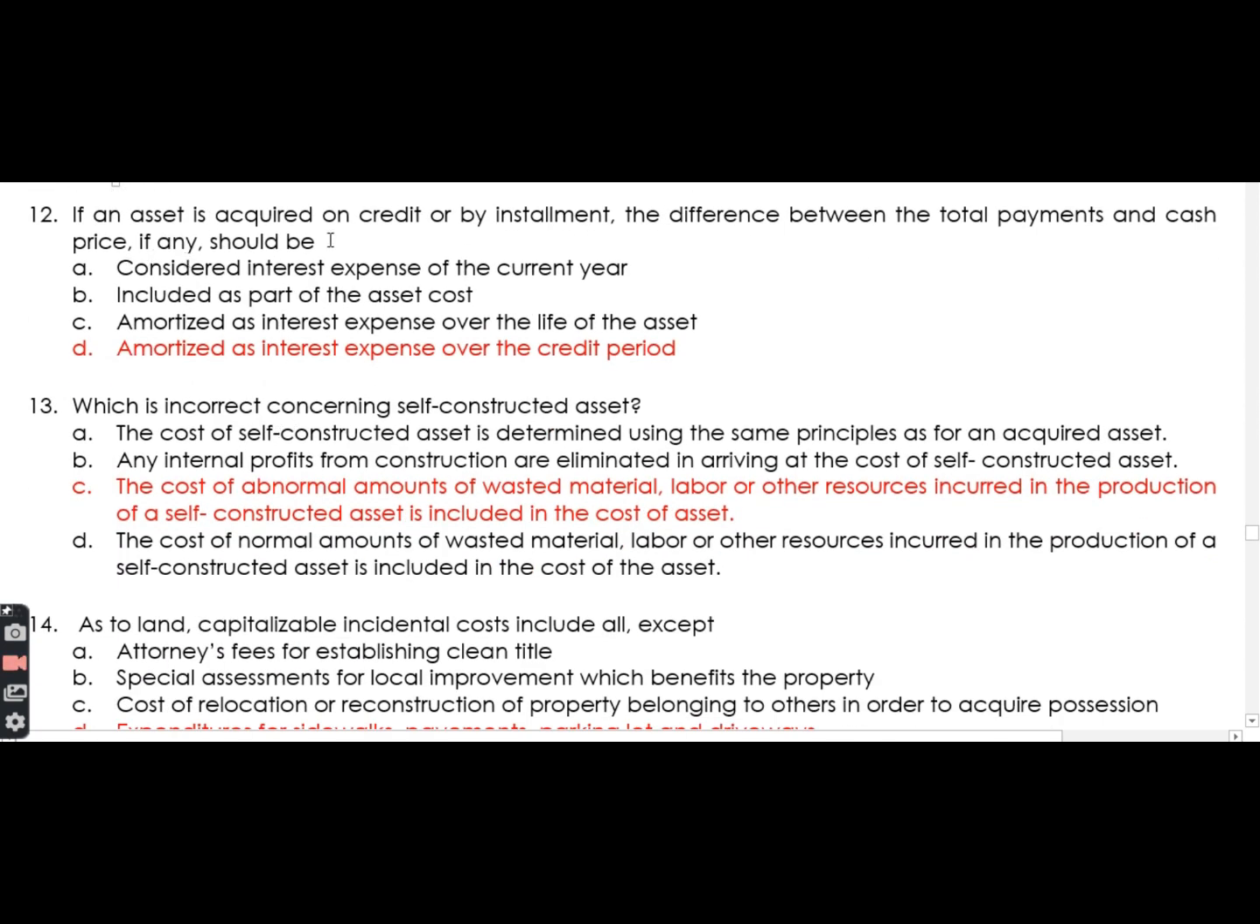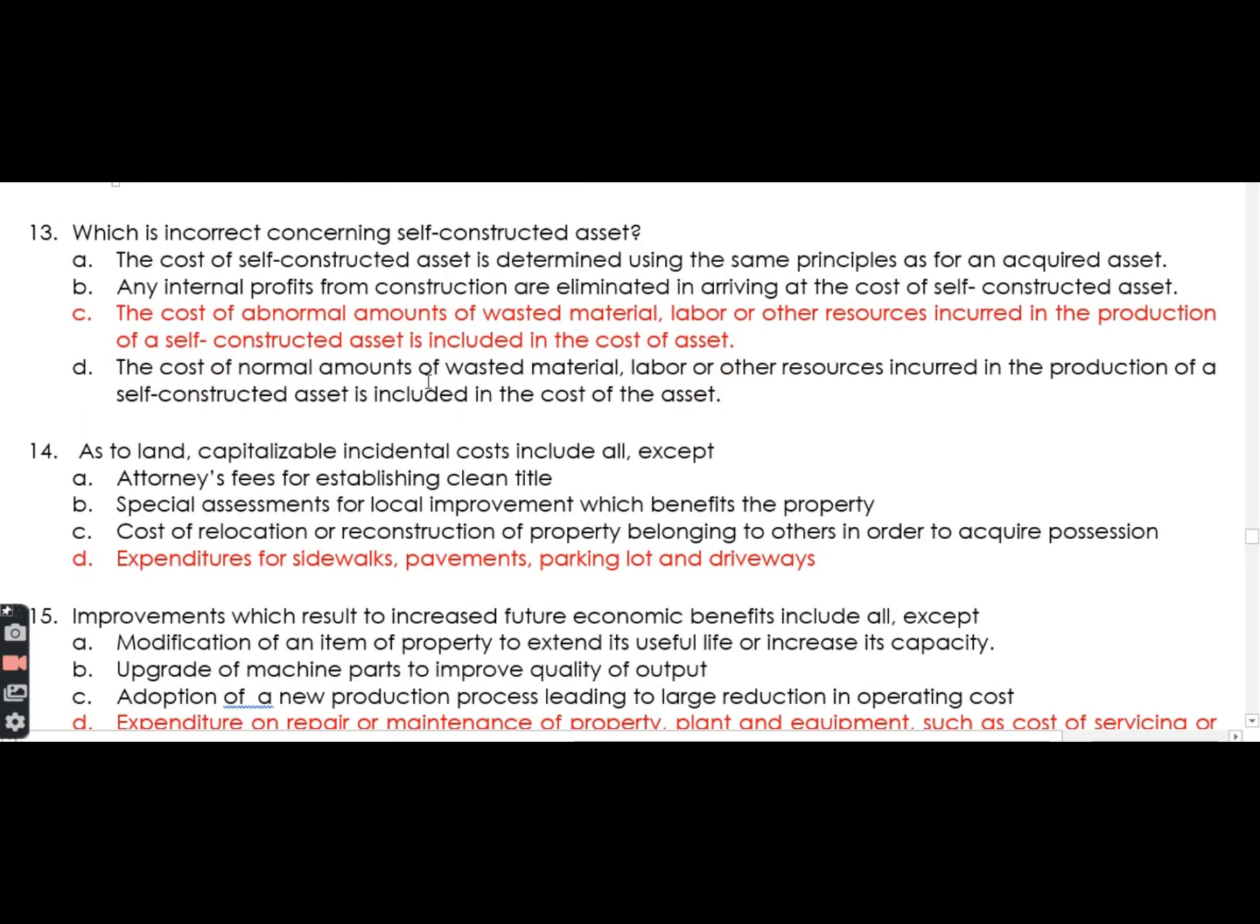12. If an asset is acquired on credit or by installment, the difference between the total payment and the cash price equivalent should be recognized as interest over the credit period. So, letter D. Okay? Next, which is incorrect concerning self-constructed asset. Letter C yung sagot. Check natin kung bakit siya naging incorrect.